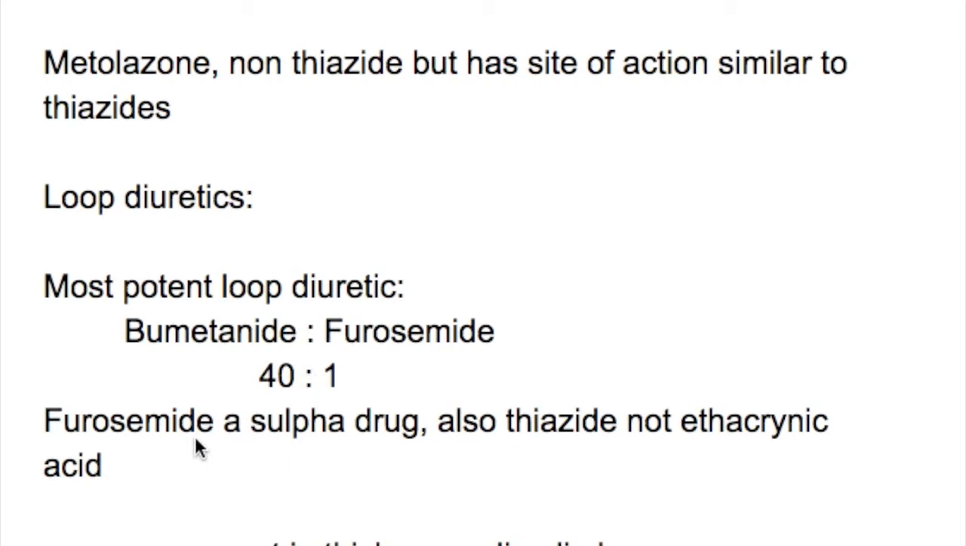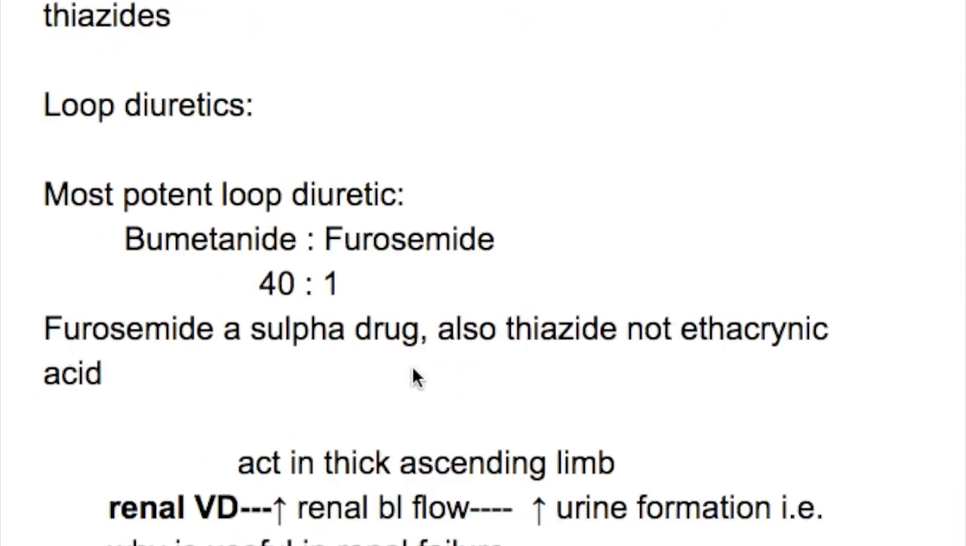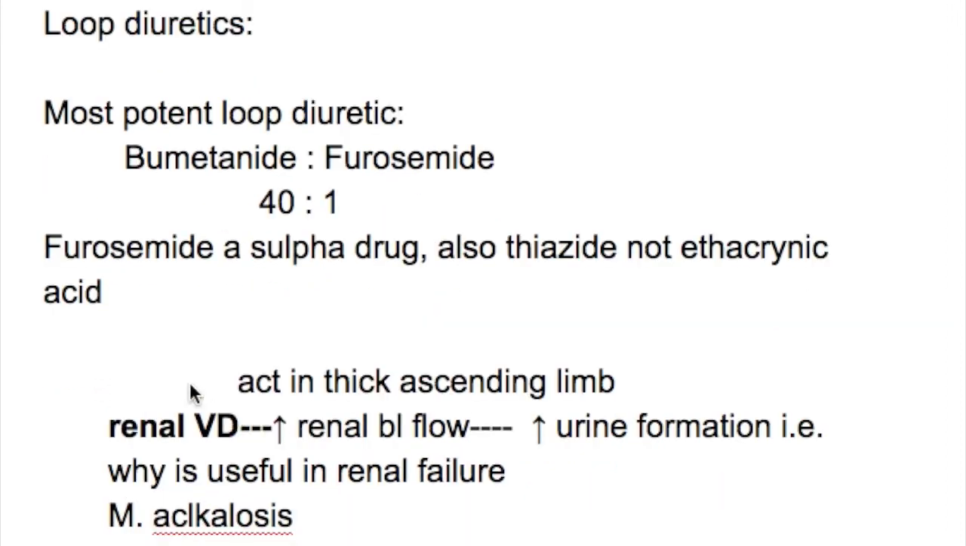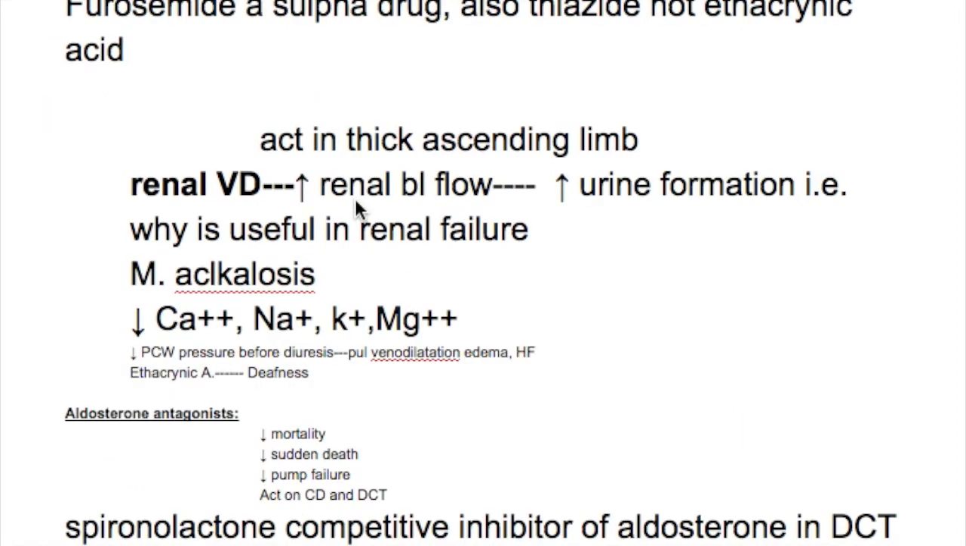What type of a drug is furosemide? Furosemide is a sulfur drug, whereas thiazide is also sulfur, but ethacrynic acid is not a sulfur drug, but it also acts as a loop diuretic. Both furosemide and ethacrynic acid are loop diuretics. Where do they act? They act in the thick ascending segment of the loop of Henle.